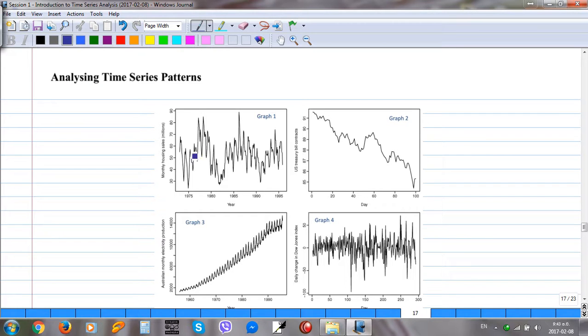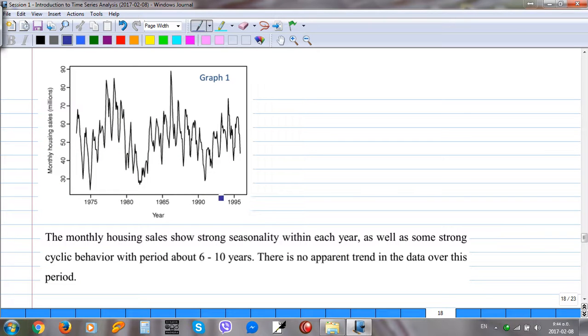Then graph 1, what can you say? If we see, there can be a trend, or cyclic behavior, or irregular fluctuation. Sometimes it's like a trend, then it is like irregular fluctuation. Then we will see whether this is cyclic behavior or seasonal variation. That is graph 1.